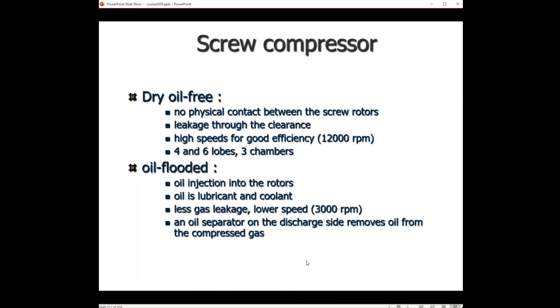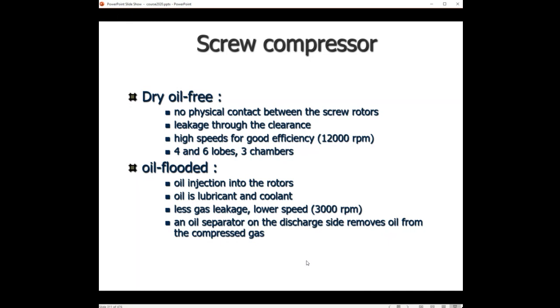Advantage, of course, is that your cargo is not mixed with oil. In the oil-flooded screw compressors, the lobes are placed almost one against the other, so there is no space that gas can escape. So these can run at a lower RPM, but of course you need to inject oil also to keep it lubricated. That means that your cargo will get mixed with oil. So after compression, you need an oil separator to remove the oil again from your compressed cargo.